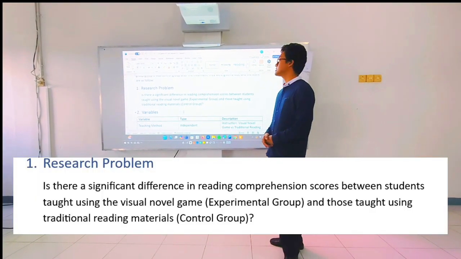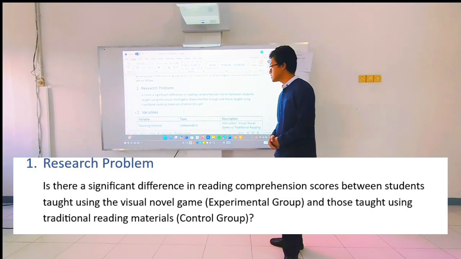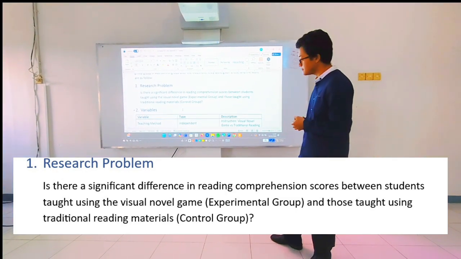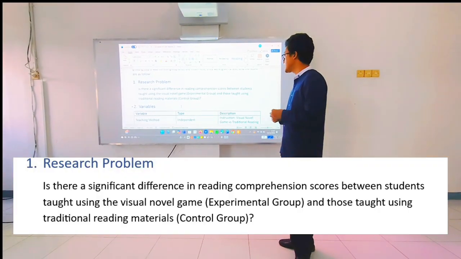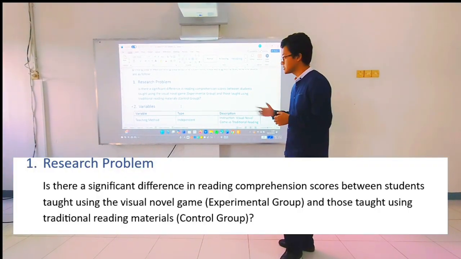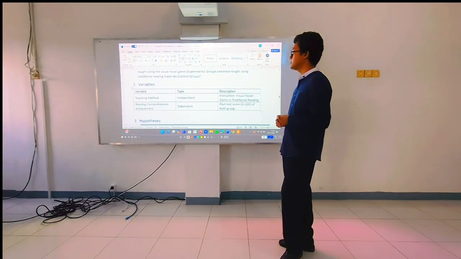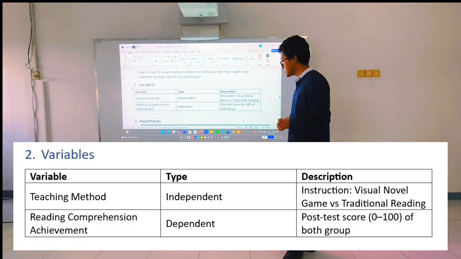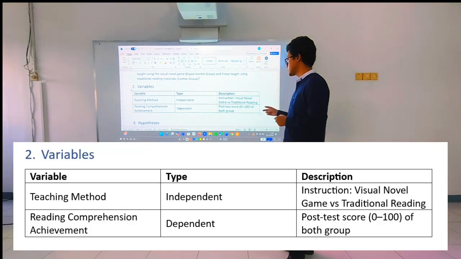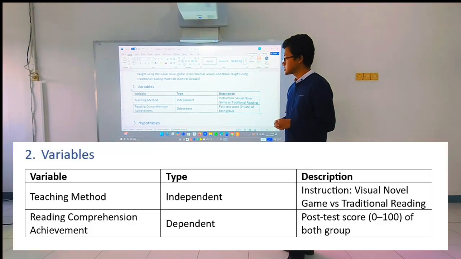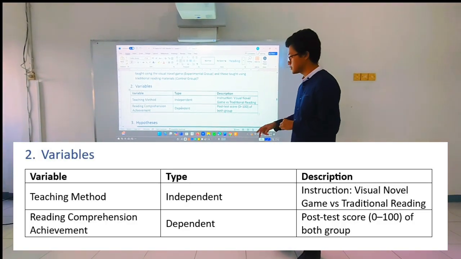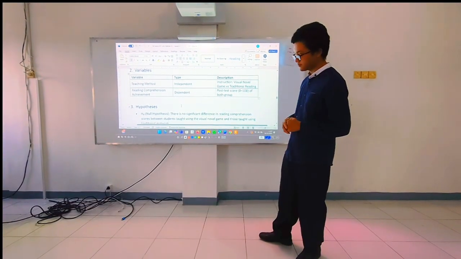The research problem: is there a significant difference in reading comprehension score between students taught using visual novel games in the experimental group and those taught using traditional reading material in the control group? The variable teaching method is the independent variable: visual novel games and traditional reading. Reading comprehension is the dependent variable, scored 0 to 100.